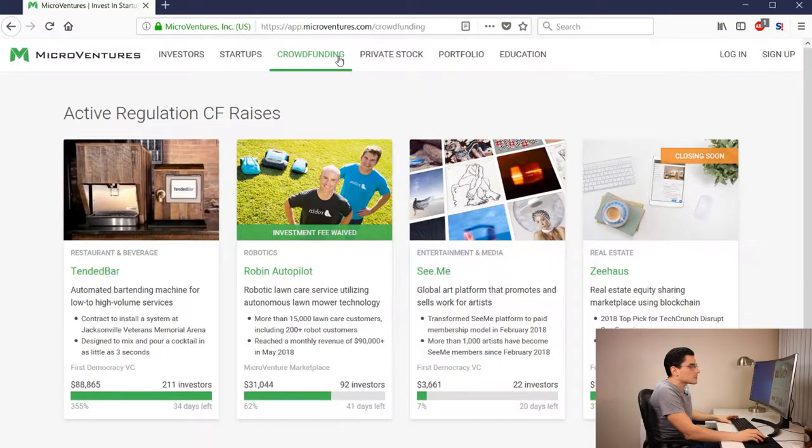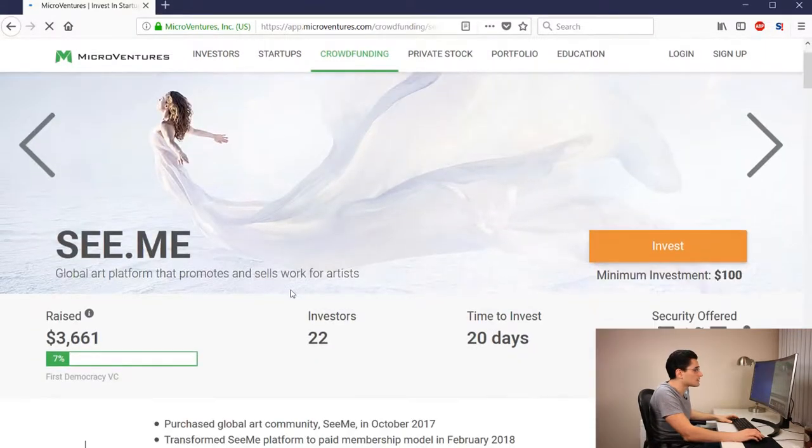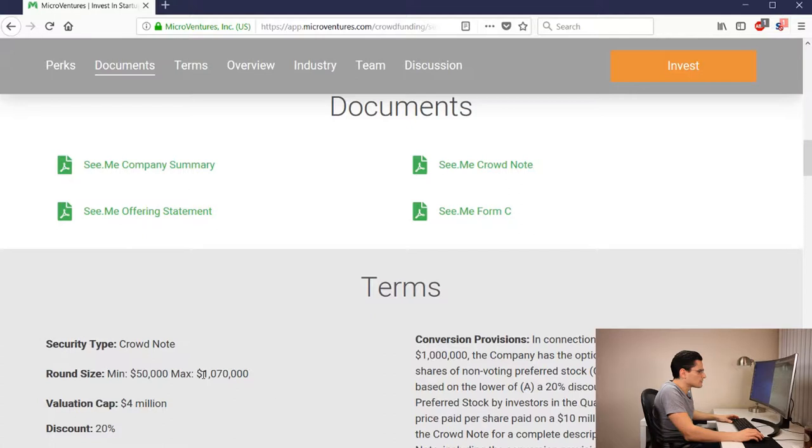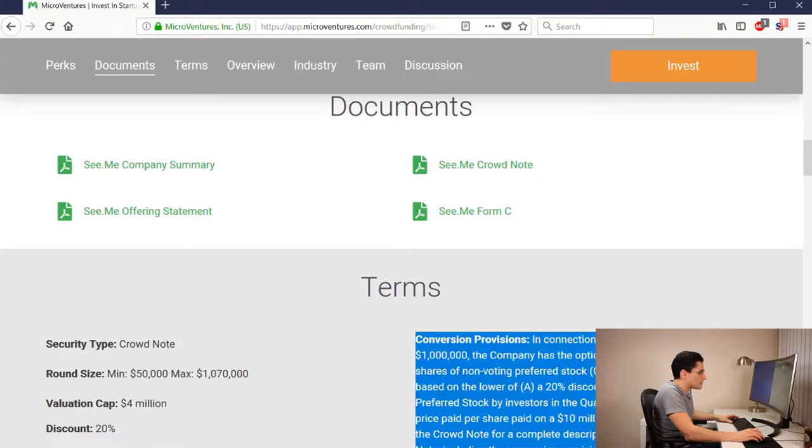All right, so next we move right along to C.me, a global art platform that promotes and sells work for artists. 22 investors, 20 days to invest. They're valuing themselves at $4 million. Obviously, we're going to skip all this for now.